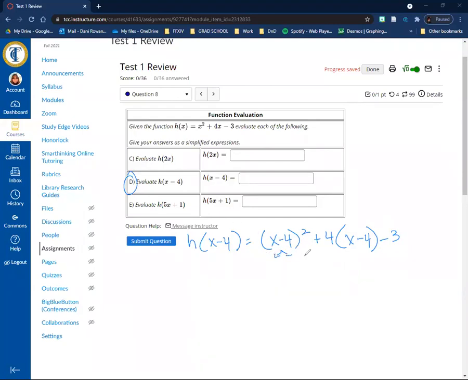Yeah, what's really important about this one is that we're not distributing like this. This is the same thing as saying x minus 4 times itself 2 times. So we've got to FOIL that through. Be very careful on that, because that's definitely the type of question you see on the test, where you have to FOIL through that first part.